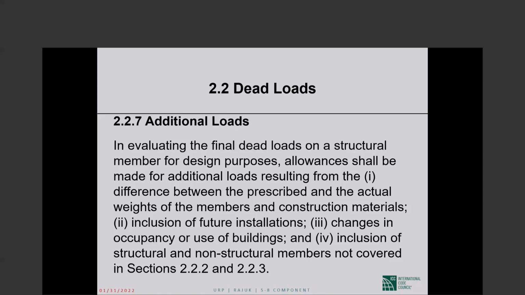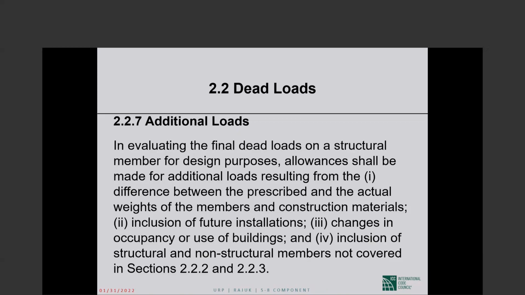So we are being asked to make allowances for differences between the prescribed and the actual weights of members and construction materials. So you have taken concrete weight at 150 pounds per cubic feet. What if it is 153 pounds per cubic feet? Again, it is very uncommon to make allowance for that in dead load calculation. Inclusion of future installations, changes in occupancy.